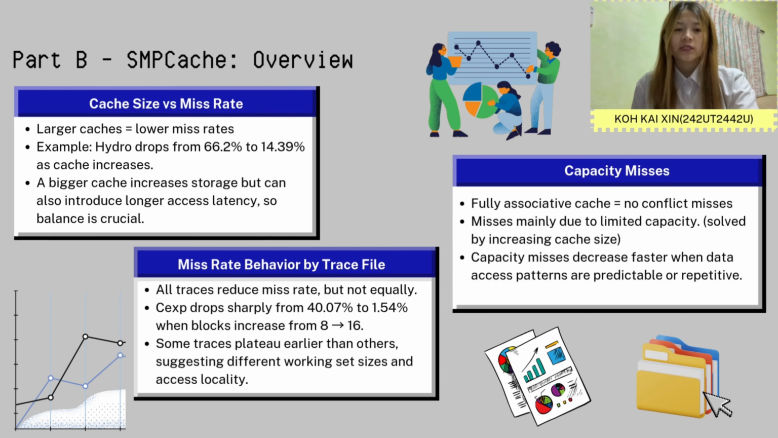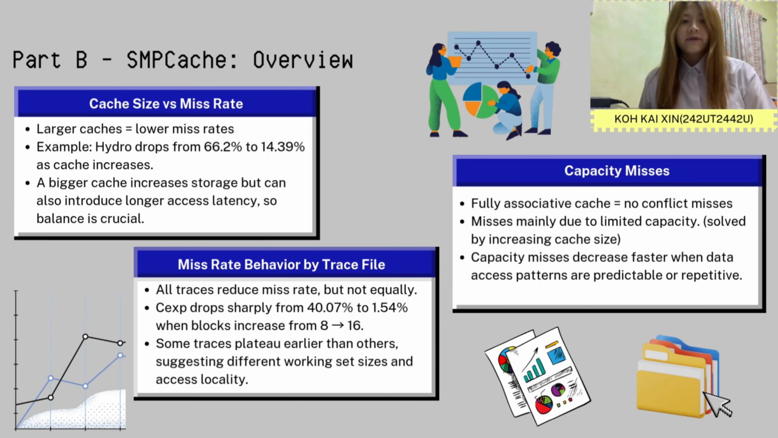Second, different trace files show different behaviors. While all reduced their miss rate with more cache, the rate of change varied. A standout case was the CXP trace, which dropped sharply from 14% to just 1.5% between 8 and 60 blocks. This shows that some programs require less cache to perform efficiently, and others need more. Some traces even plateau earlier, revealing differences in access patterns. Next, because we use a fully associative cache, conflict misses were eliminated, so all misses were due to limited capacity.